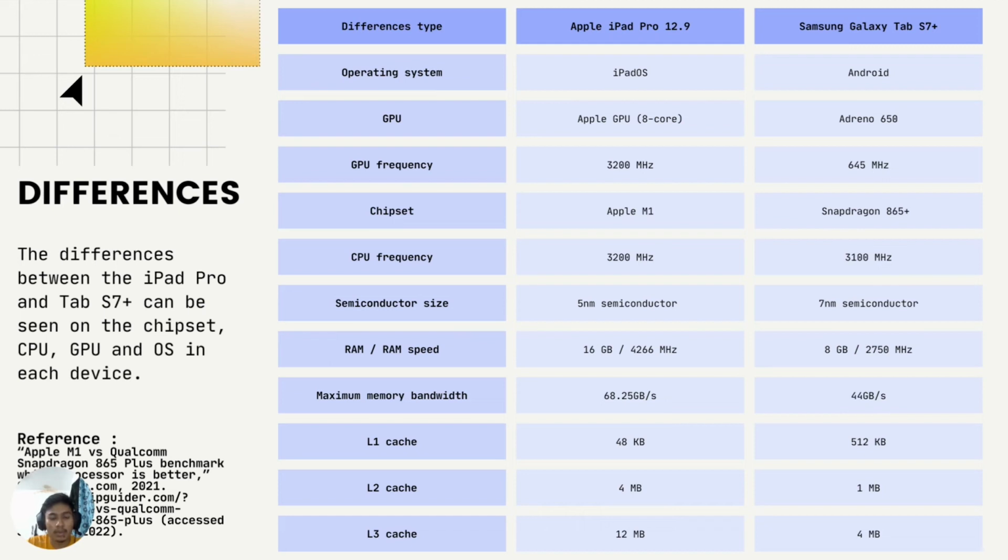So the iPad Pro has a large cache compared to the Tab S7 Plus. L1 cache for iPad is 44 kilobytes, while the Tab S7 Plus is 512 kilobytes. And L2 cache for iPad Pro is 4 megabytes, while the Tab S7 Plus only has 1 megabyte. Next, the L3 cache for iPad Pro is very large. It is 12 megabytes, while the Tab S7 Plus only has 4 megabytes. So that's all from me for the differences between the iPad Pro and Tab S7 Plus.